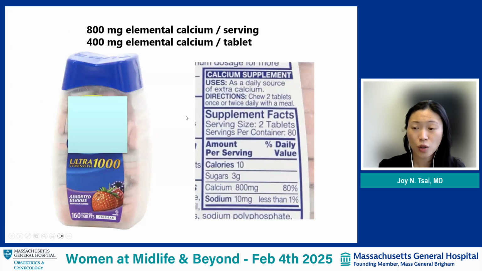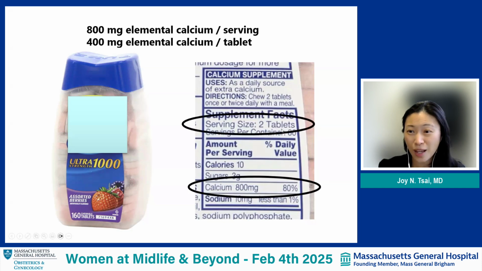You do want to be careful when you are checking the labels of the calcium pills that you're buying. The trickiest part is sometimes the serving size will say 2 tablets and you're only taking 1. And so you're getting half of what you thought you were getting. And then you also want to check how much elemental calcium is in the serving. So on the front, you can see here, a common brand says, oh, ultra strength 1,000. So you think you're getting 1,000 milligrams of calcium in one tablet. But in reality, if you turn around and look at the label, one tablet would actually only have 400 milligrams of elemental calcium. So just be careful with that.